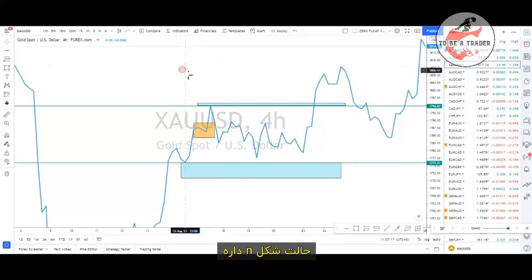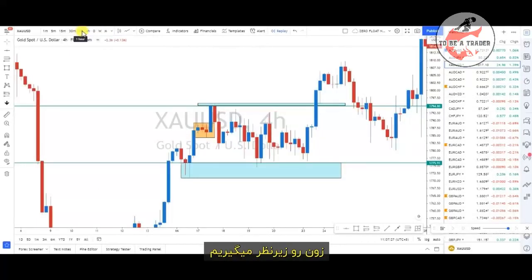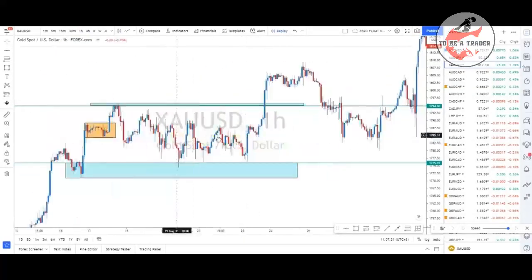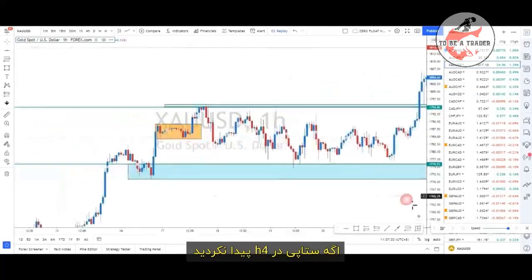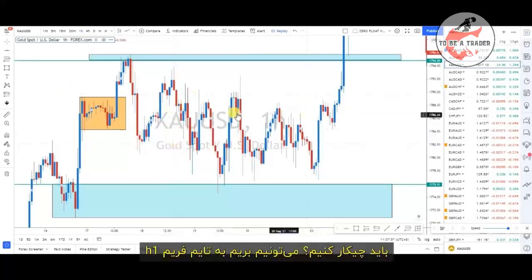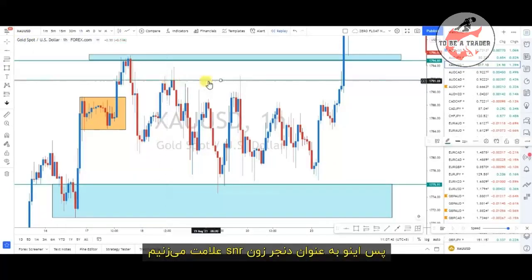So next, what we should do is when price comes back to the area, we will monitor the zone. Next thing we can do is go to the H1 time frame. If you don't find any setup in the H4, and price hasn't come back to this area, we can do it on the H1 time frame as well. So we mark this first as our danger zone SNR.